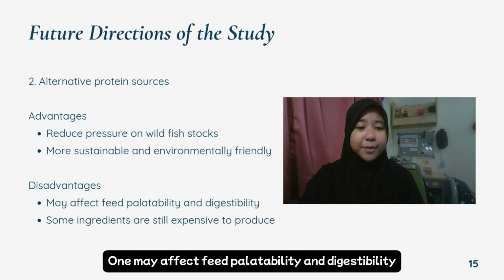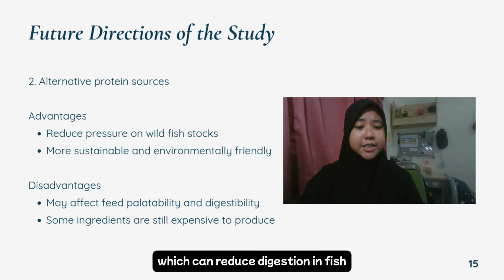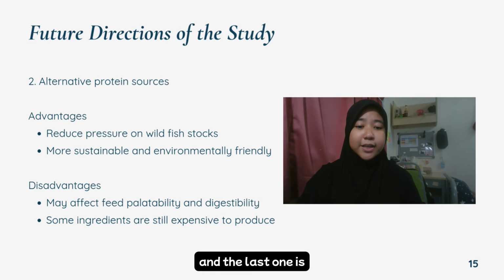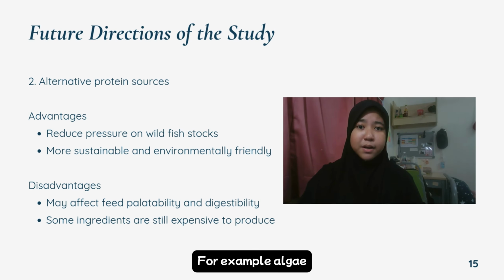1. May affect feed palatability and digestibility. As we know, insect and plant contain anti-nutritional factors, which can reduce digestion in fish. And the last one is that some ingredients are still expensive to produce. For example, algae. Algae is expensive to produce.